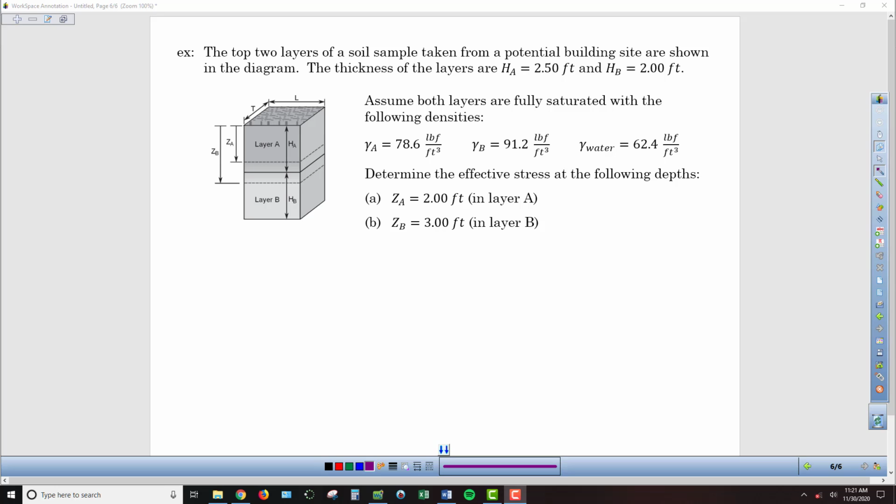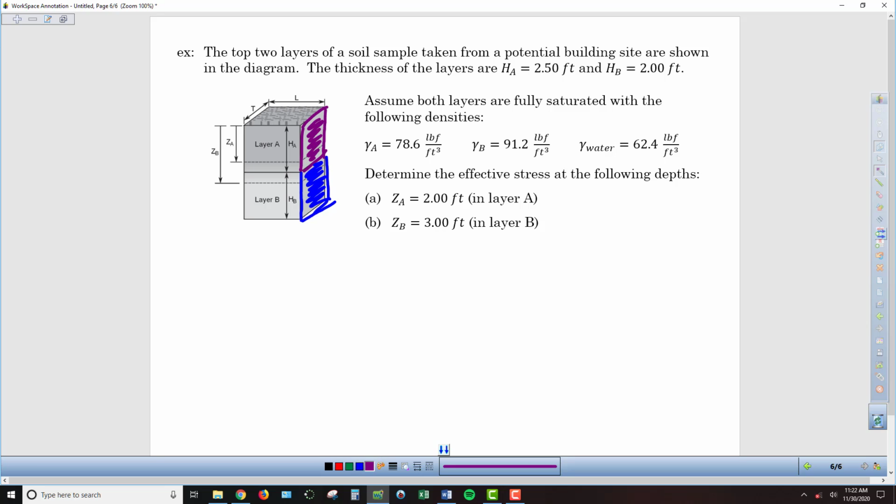So here we have an example where we're going to calculate the effective stress that a soil is experiencing to different depths within two different layers of a soil sample. So we start off, just to make sure we understand the diagram here. We've got this layer A, that's going to be in the purple here. Layer A goes to a depth of 2.5 feet, and then below that, we'll put this in blue, is this layer B, which is below that layer A. And so each of these two layers have different properties.